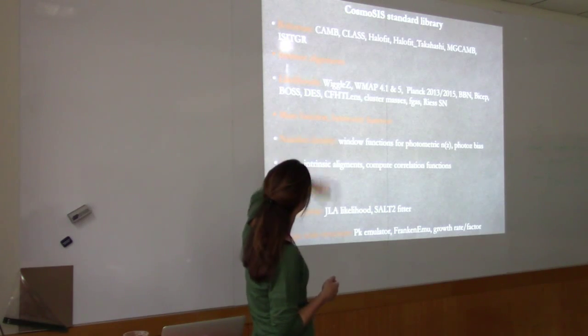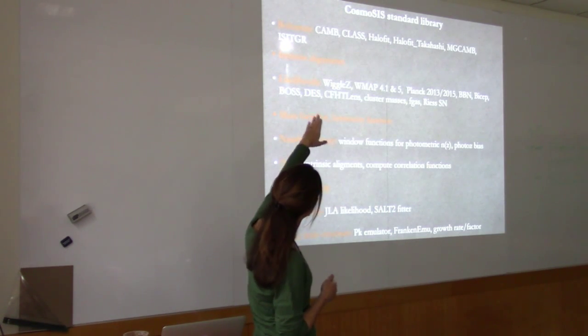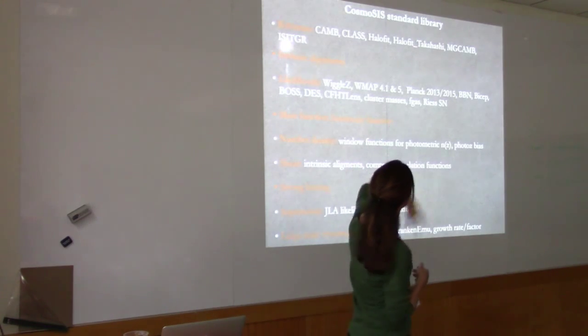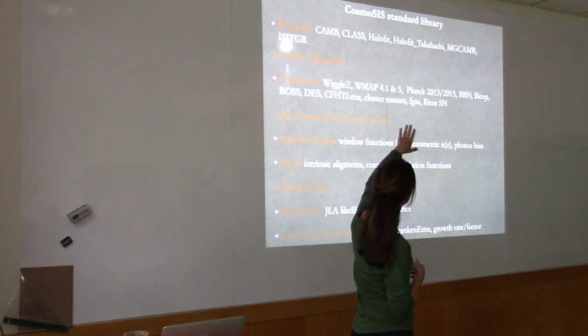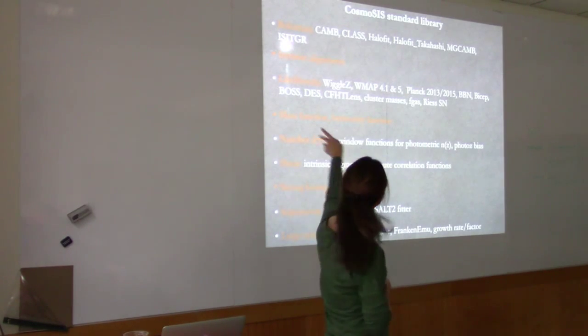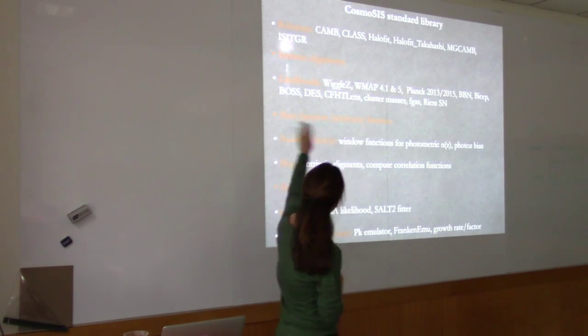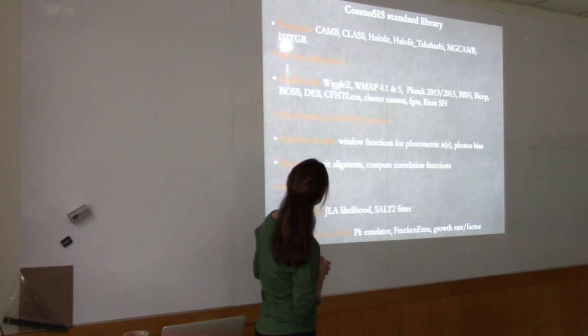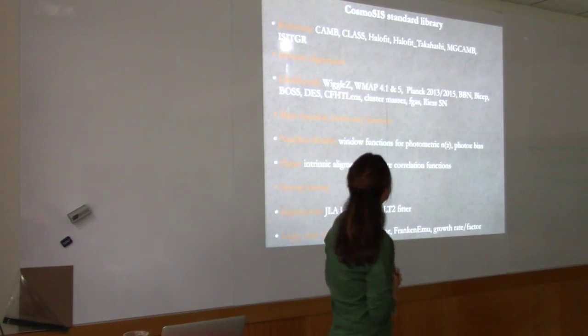So we have several different Boltzmann integrators. So we have CAMB, CLASS, HaloFit for a nonlinear matter power spectrum. There's an alternative nonlinear matter power spectrum there, which is updated HaloFit. If you're interested in modified gravity, there's an MG-CAMB and an ISiTGR. We also have some modules for weak lensing and calculating intrinsic alignments. We have lots of likelihood modules now at the moment.